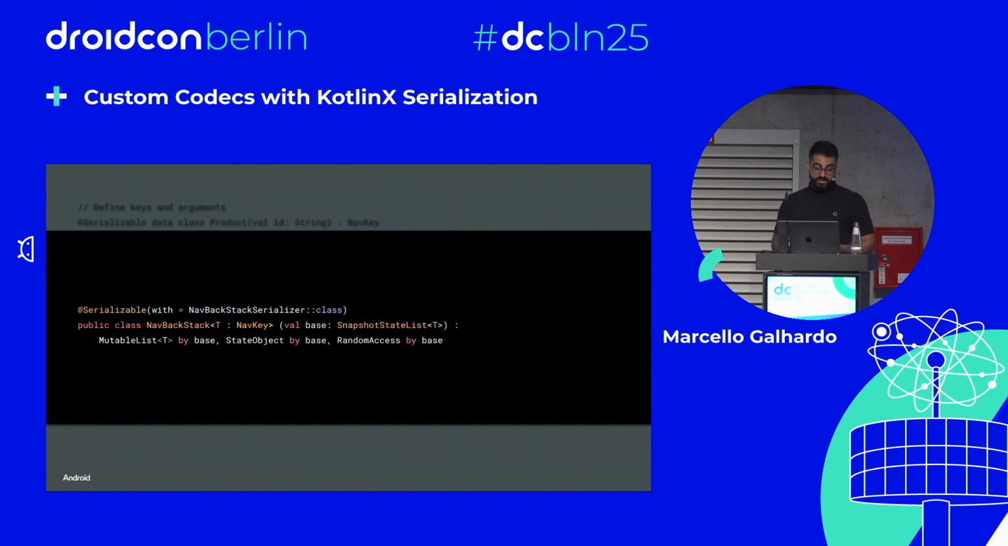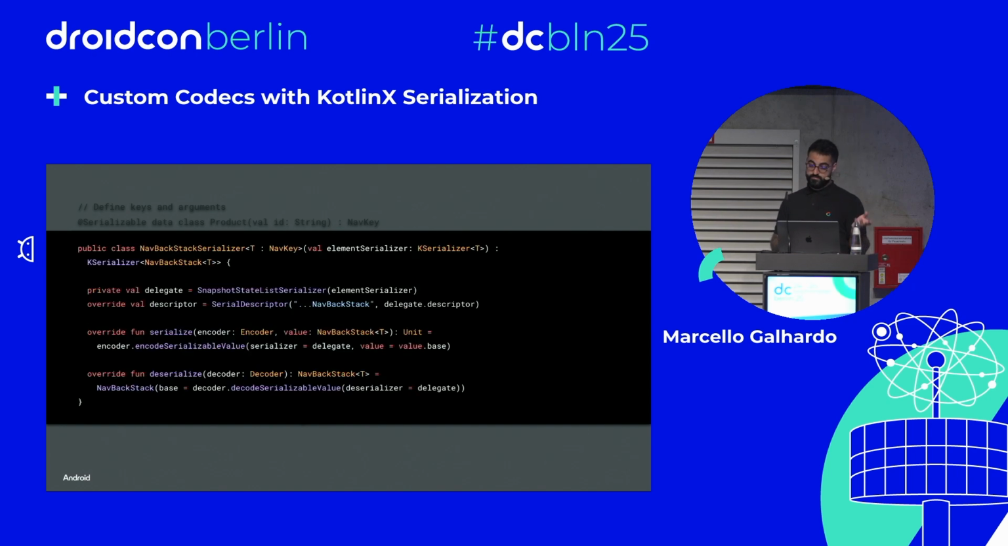So this is the NavBackStack class. It's a wrapper around the snapshot state list. You can create one yourself if you would like to have your own backstack. T in this case must be a NavKey, and we delegate for the mutable list implementation. We also delegate for the state object so Compose can observe change, and we also implement random access for some efficient functions. So NavBackStack here behaves just like a normal list, but it's also observable state in Compose.